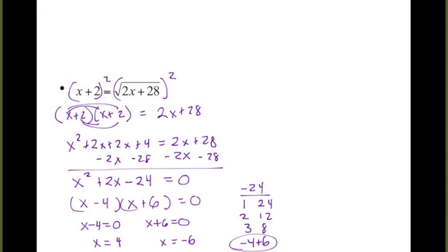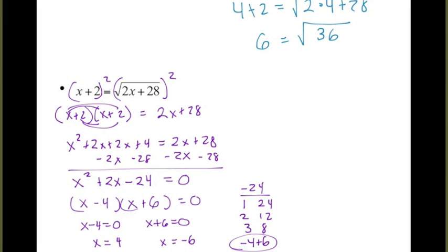Since we got 2 answers, it is likely that one of those answers will not be right. So we'll want to test them. If I plug in a 4, I get 6 equals the square root of 8 plus 28, which is 36. 6 equals the square root of 36, and it does. So that one looks good.